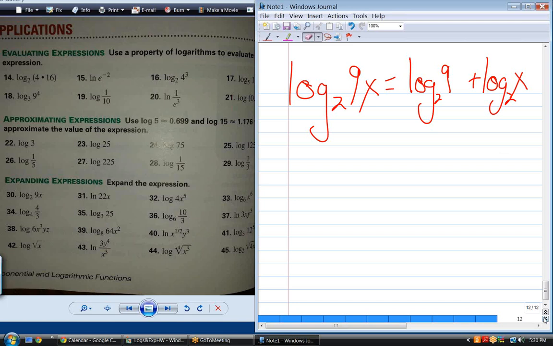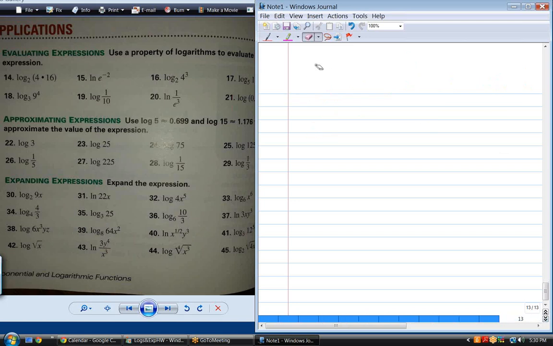All right, how about 31? Natural log of 22x. You would raise it to the e, so natural log e becomes 1. Okay, use just the multiplication rule. Remember what we're doing here is we're merely expanding these. Oh, okay. We're not trying to come up with a number. 22 plus natural log x. That's all they want you to do.